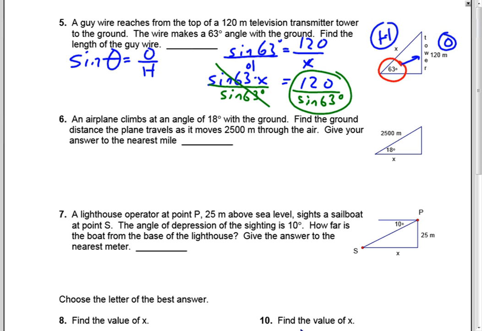What is 120 divided by sine 63? 134. And we want to the nearest, so 135 meters. Does it make sense in the context of the problem? Does it look like it could be the longest side? Yes. Got 120 there, bigger than 120, makes sense.